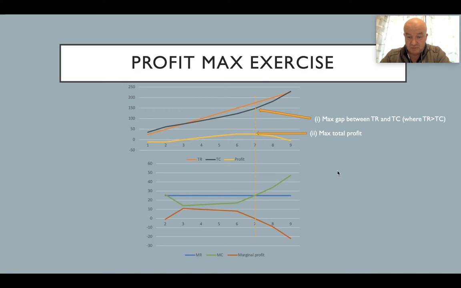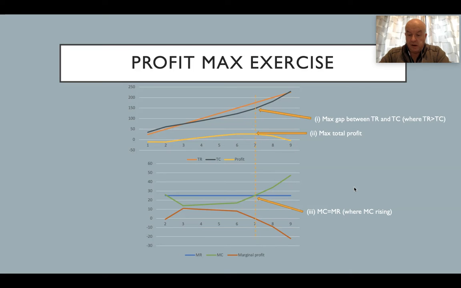The maximum total profit that you're going to achieve in this case, as you can see, is at that same level. Okay, you can see if we plot the maximum profit, that's the point at 7 units, that's the point at which we're going to get the highest maximum profit.